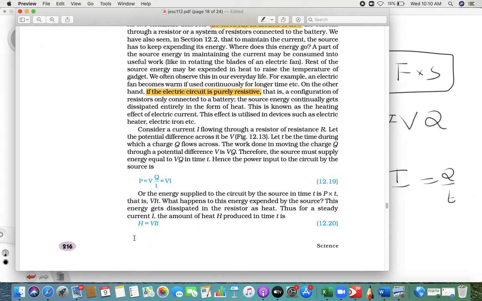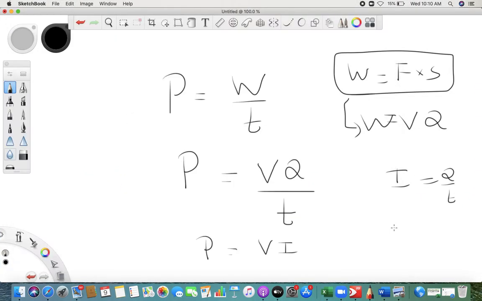Now, heat energy. What is heat energy? Heat energy is represented by H. H is equal to power into time. So, the more power you use, the more heat energy is produced, and the more time you use it, the more heat energy is utilized. So, H is equal to P into T. Remember? H is equal to P into T.